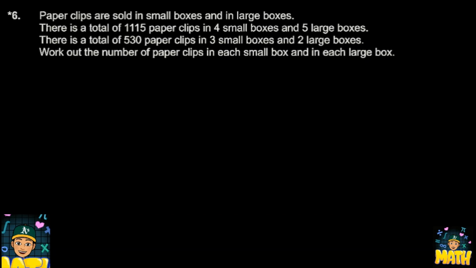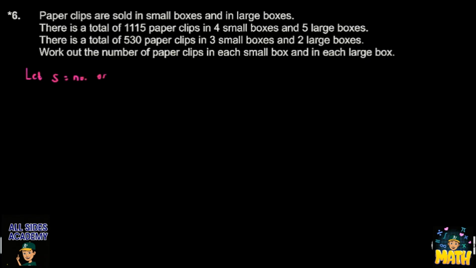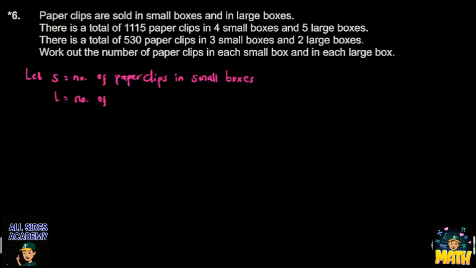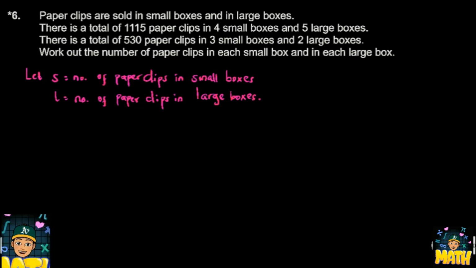Because we do not know the number of paper clips in the small boxes and the large boxes, we're going to let letters represent those numbers. So let S represent the number of paper clips in small boxes, and then let L represent the number of paper clips in large boxes. Again, you can choose any letter of your choice. I've decided to go for S and L so that it aligns with the small and large words.